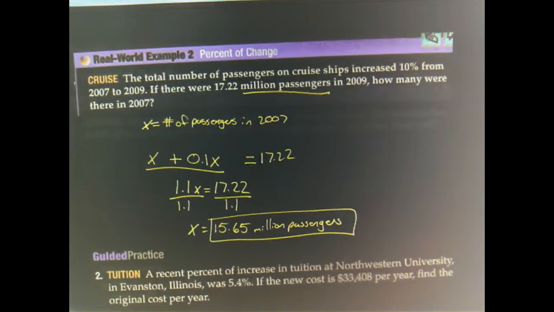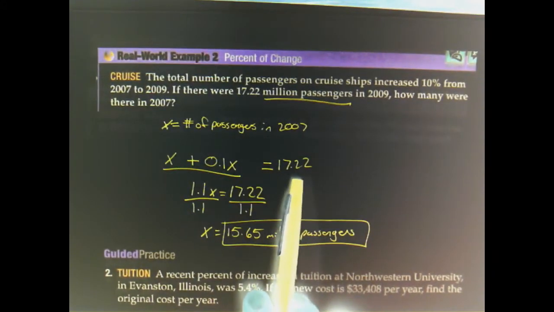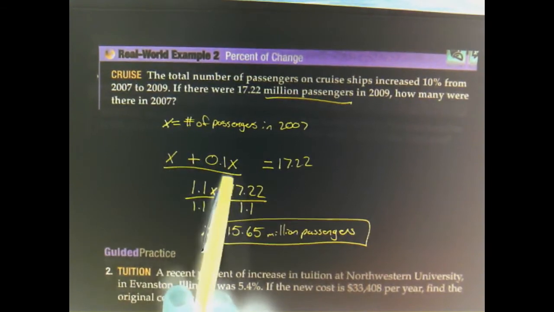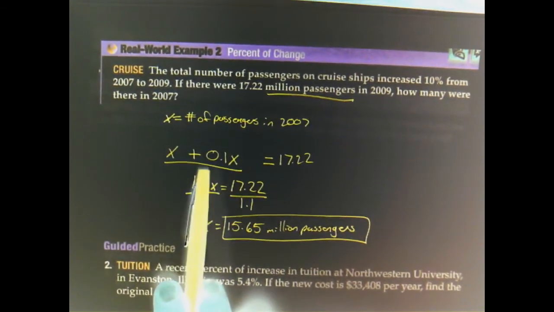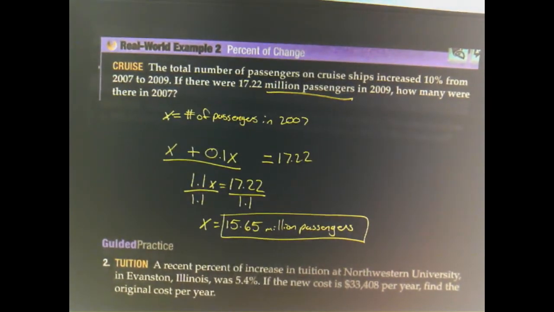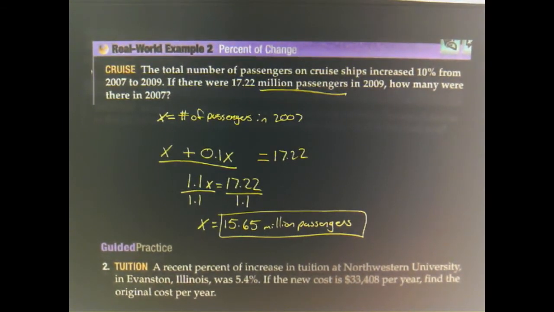So you kind of have to think about the information you have and how you got there. How did we end up at 17.22 million passengers? Well, we started at what we had in 2007 and we added a 10% increase of that. From there we just solved the equation and we end up at 15.65. Go ahead and pause the video and try number 2 on your own, please.